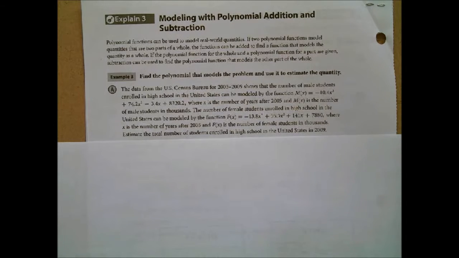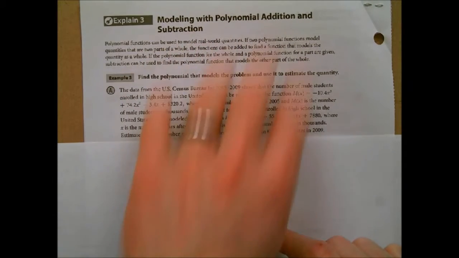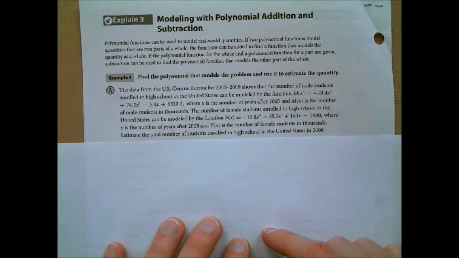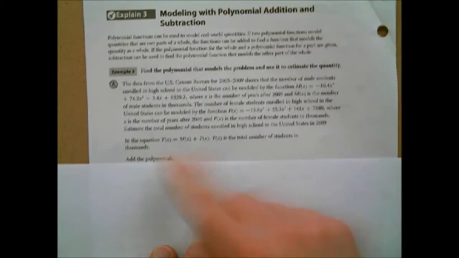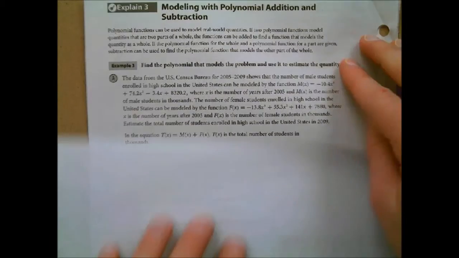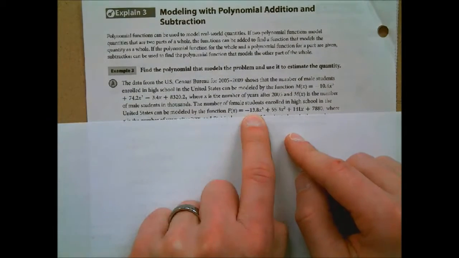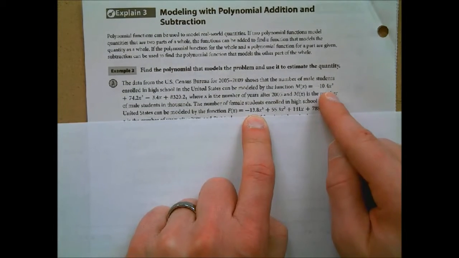Add them. That's it. Just add them. All that text was really just saying you need to add these two polynomials. So the total would be m plus f. And of course, that would involve combining like terms. We have a negative 13.8x cubed. We have a negative 10.4x cubed. You would add those together. Combine like terms.